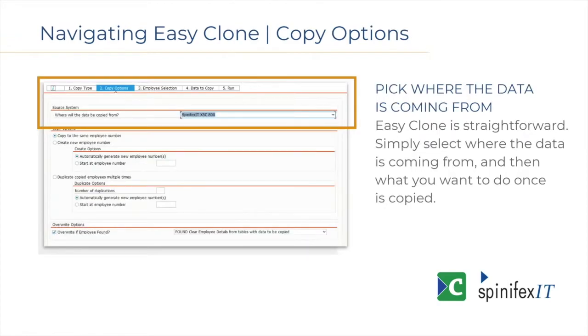Continuing to tab 2, the user selects from the drop-down the RFC connection they need to make so that the two systems can talk to each other. There are also options to set regarding how the newly cloned employees should have their employee numbers generated, either automatically generated by the system or manually designated by the user.